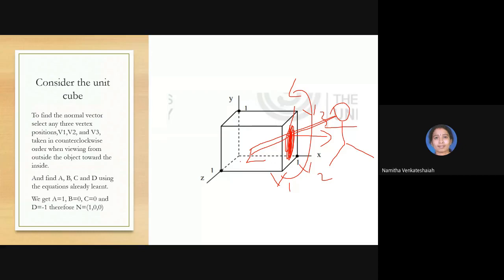We will learn more about the normal vector in future. For now, just understand: from the viewing point, you have to consider the vertices in anti-clockwise or counterclockwise order, and substitute those points in the plane equation A, B, C, D. If you obtain 1, 0, 0, the normal vector will be 1, 0, 0. If you obtain 0, 1, 0 for A, B, C respectively, then the normal vector will be 0, 1, 0. If A is 0, B is 0, and C is 1, the normal vector will be 0, 0, 1.